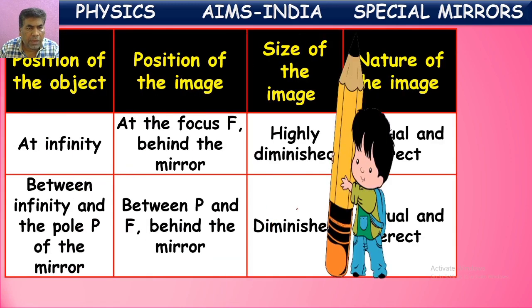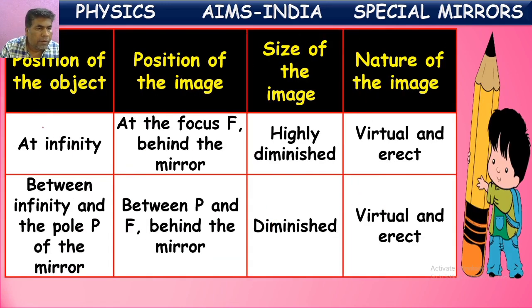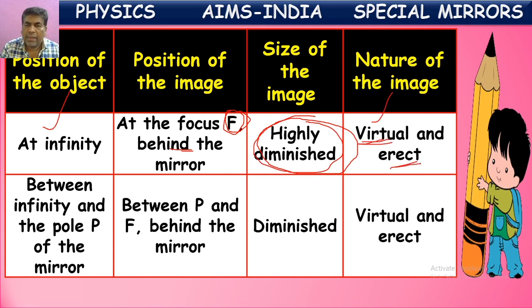So what we have observed: when the object is at infinity, the image is formed at focus behind the mirror. What is the nature? Highly diminished. As it is formed behind the mirror, we can call it virtual. We can call it upright. Its nature will be upright. If it is very small, we cannot identify, but its nature is like the others, it is erect.